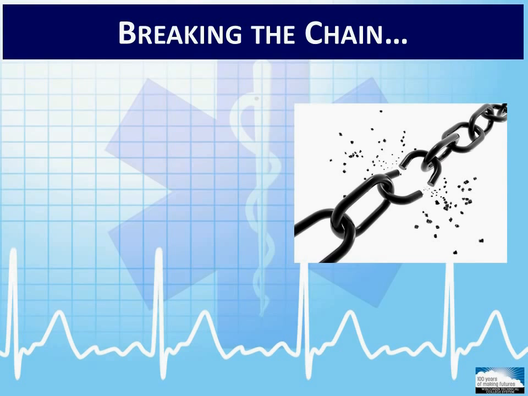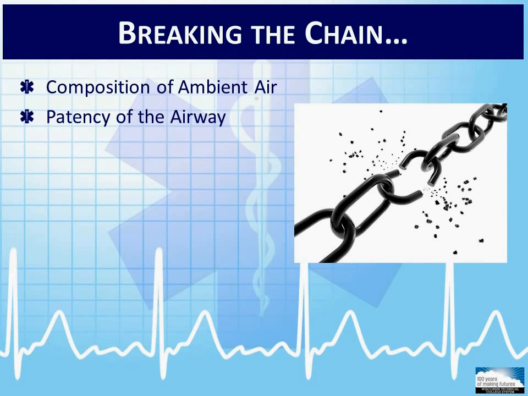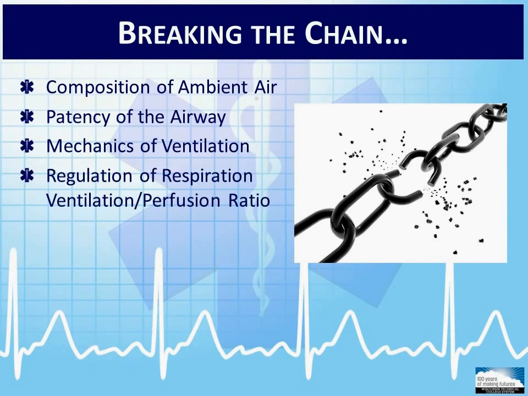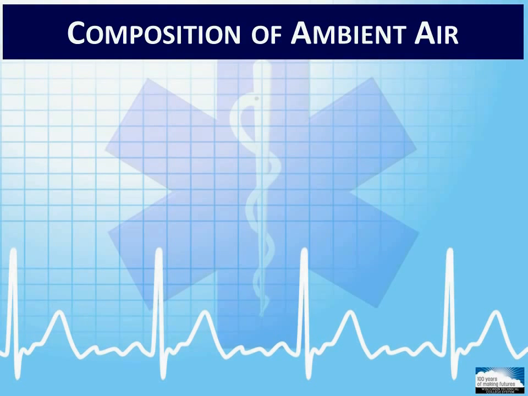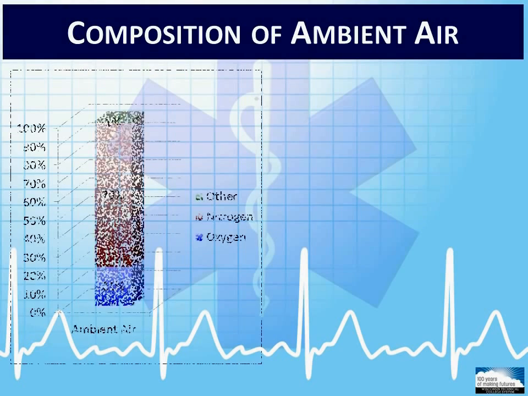This life support chain relies on the air we breathe, a patent airway, the ability to ventilate, the ability to respirate, the movement of gases throughout our bodies, the amount of blood in our circulatory system, especially when compared to the relative capacity of the circulatory system itself, the health of the heart, and the maintenance of the body's acid base balance. Our life support chain begins outside the body with the air we breathe.